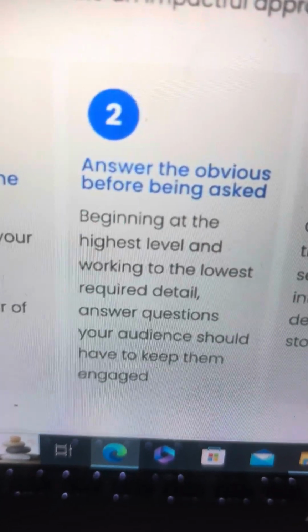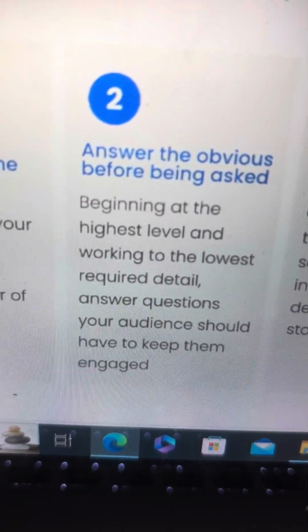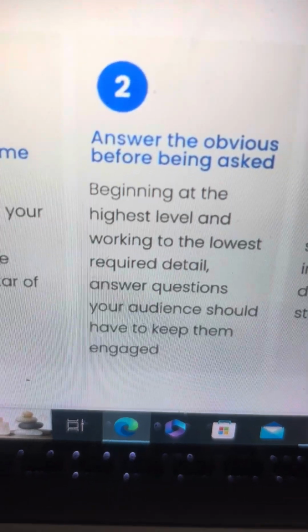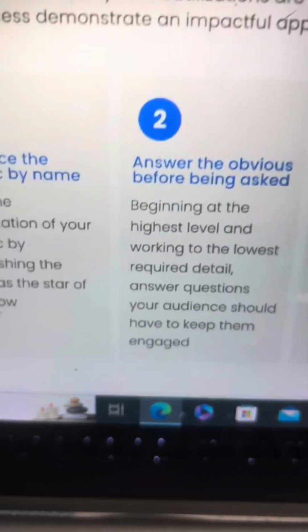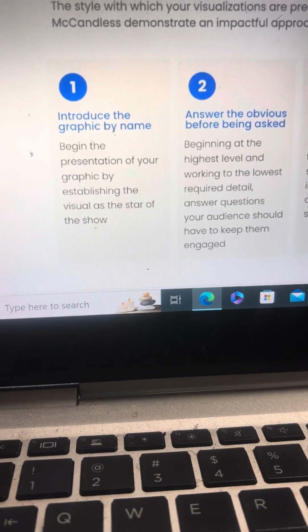The second step is somewhat tricky, but really important. The second step is to begin answering the questions that you know your audience is going to have before they even have a chance to raise their hand and ask. What you're basically trying to do is clear those things from their mind so that they can focus again on you as you tell your story.